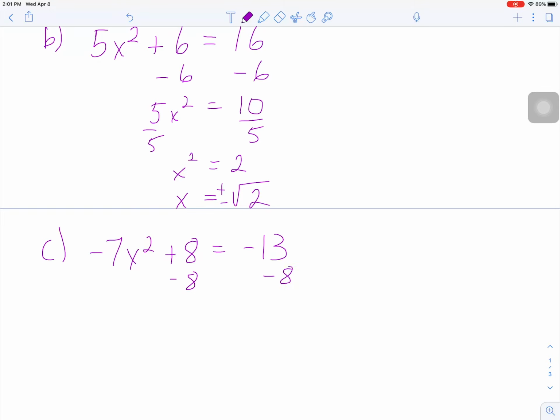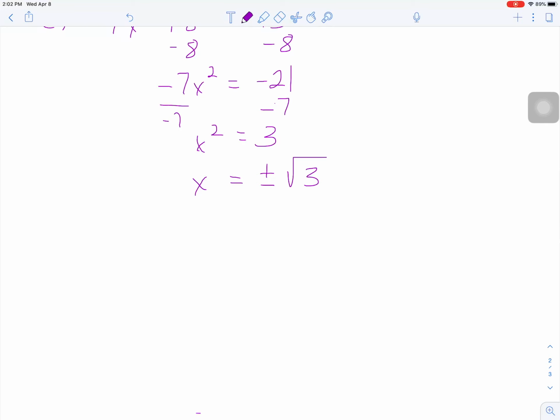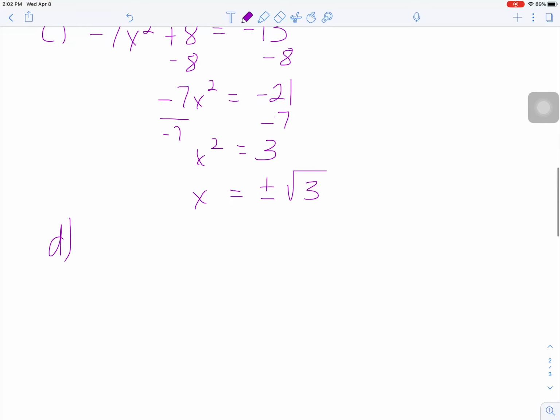We're going to take away 8 from both sides. So now we get negative 7x squared equals negative 21. Now we're going to divide by negative 7, right? And then we get x squared equals 3. And now you'll see that x is the positive or negative of the square root of 3. There's your answer. Moving on to D.